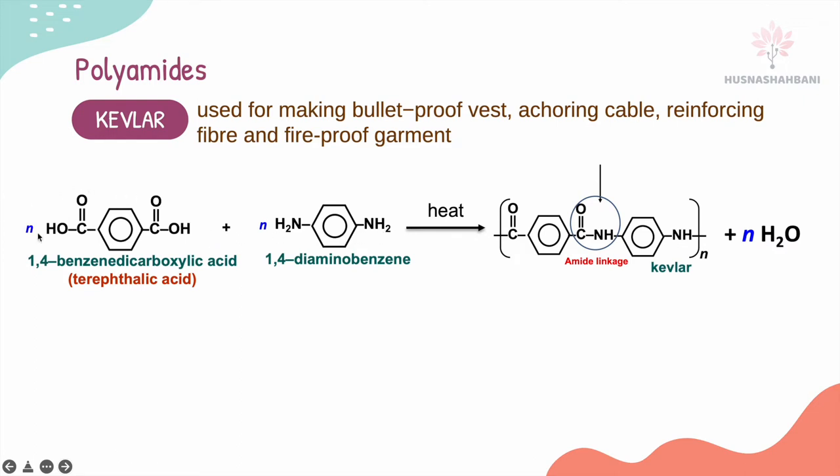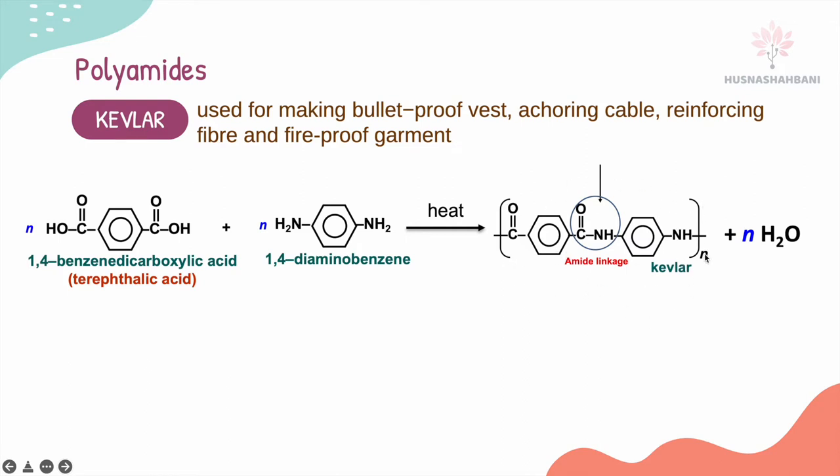In carboxylic acid, remove the OH. In amine, remove one hydrogen. So the linkage, amide linkage, is between C double bond O with N. So this C bond with N, this single bond here is the amide linkage. So this is Kevlar. This is what we call Kevlar.